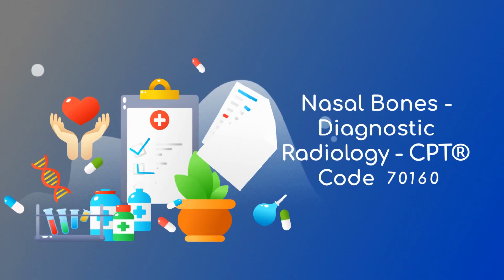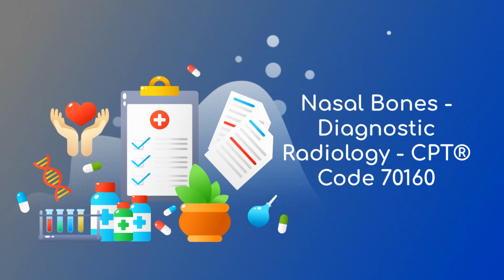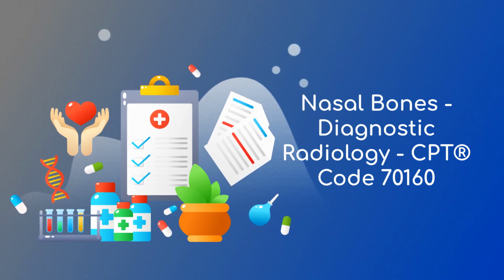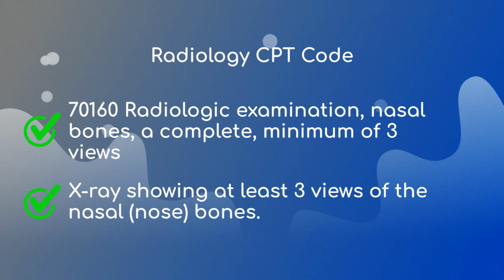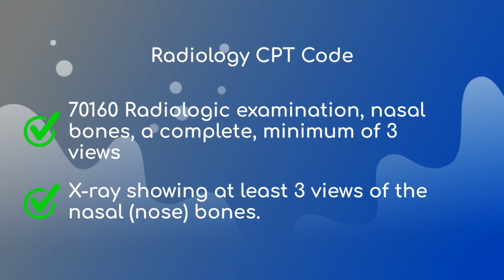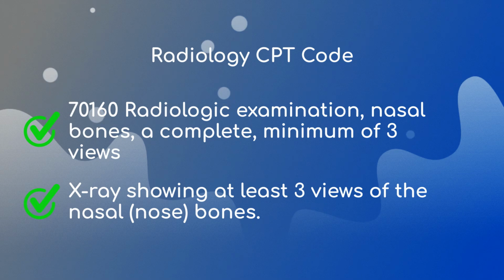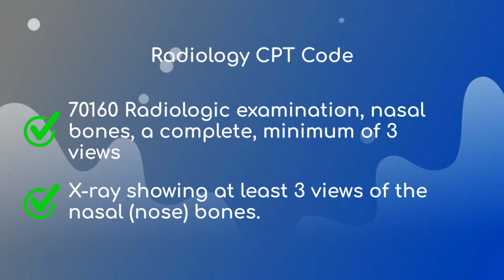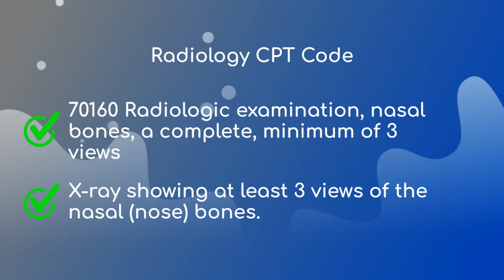In this video, we'll be covering nasal bone imaging, specifically the CPT codes, standard radiographic views, and a sample radiology report. For nasal bone imaging, the primary code used is 70160. This code is defined as radiologic examination, nasal bones, complete, minimum of 3 views. This code is assigned when at least 3 views of the nasal bones are performed.